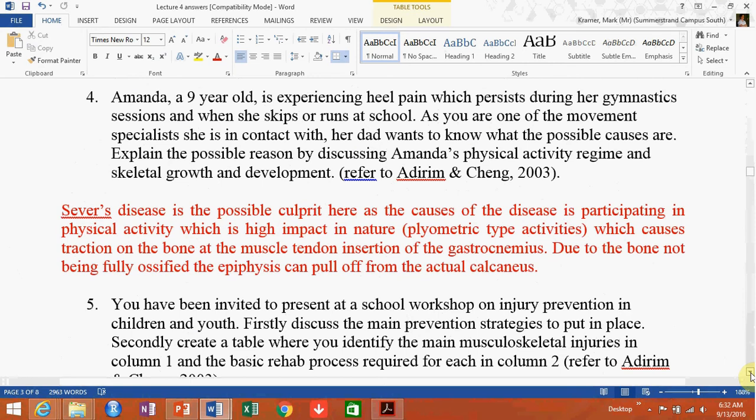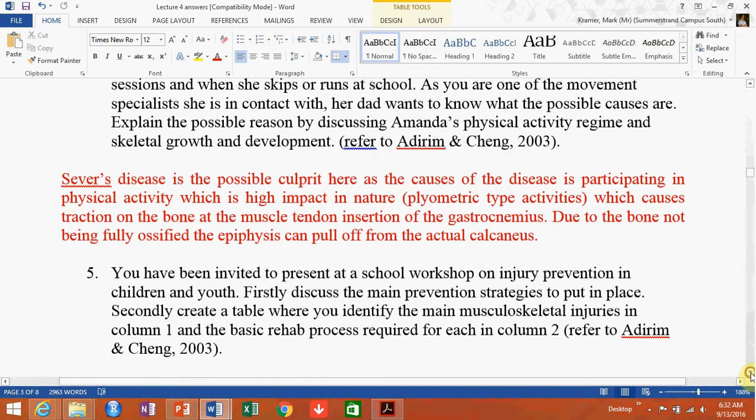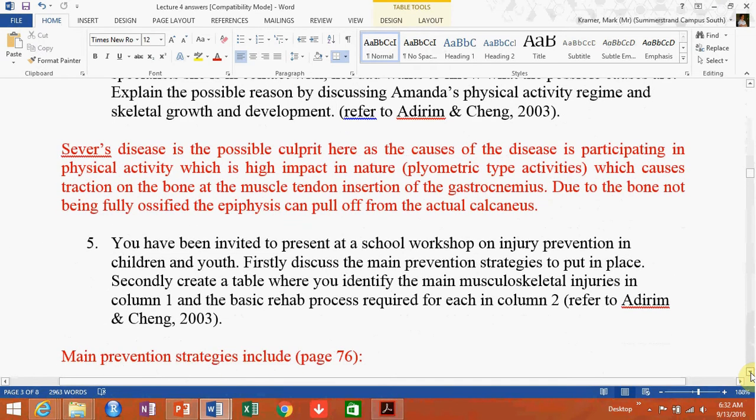Amanda is 9 years old. She's experiencing heel pain which persists during her gymnastics session and when she skips or runs at school. As you are one of her movement specialists, you are in contact with her. Her dad wants to know what is the possible cause. Explain the possible reasons by discussing Amanda's physical activity regime and skeletal growth.